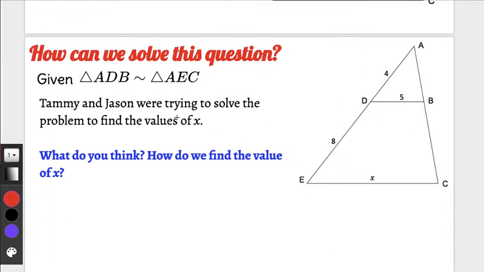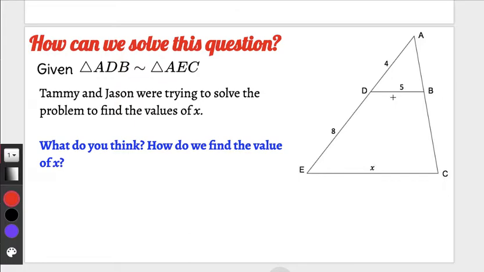So what we are going to do today is look at this question here. We know these two triangles are similar and all dimensions are labeled here. AD is 4, DE is 8, DB is 5, and we need to find the value of x. Now, I suggest you pause the video and think about this question on your own. How do you find the value of x? We are going to look at two students, Tammy and Jason's solutions, and focus on which solution is correct.